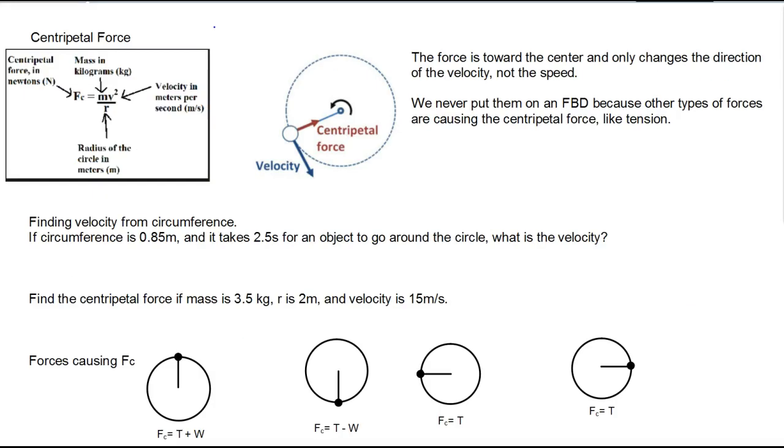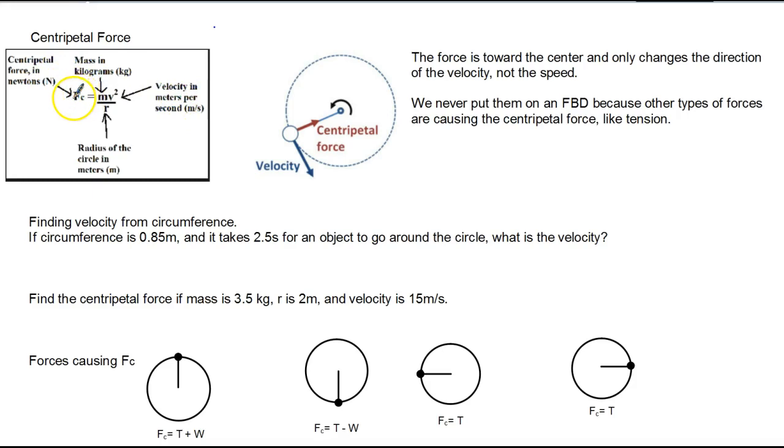In our last slide of this presentation, easy peasy stuff, centripetal force. The centripetal acceleration is v squared over r. Force is mass times acceleration, so it's m v squared over r. m is the mass in kilograms, r is the radius of the circle, v is the velocity in meters per second, and Fc is the centripetal force.